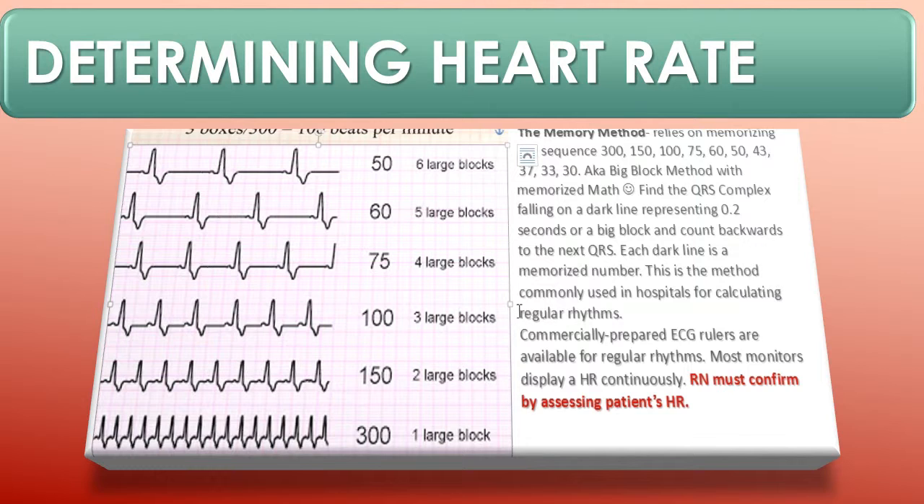You're going to find the QRS complex that's falling on the dark line representing the 0.2 seconds, or a big block, and count backwards to the next QRS complex. Each dark line is a memorized number. This is the method commonly used in hospitals for calculating a regular rhythm. Commercially prepared ECG rulers are available for regular rhythms. Also remember that most monitors will display the heart rate for you, but the RN must confirm by assessing the patient's heart rate.